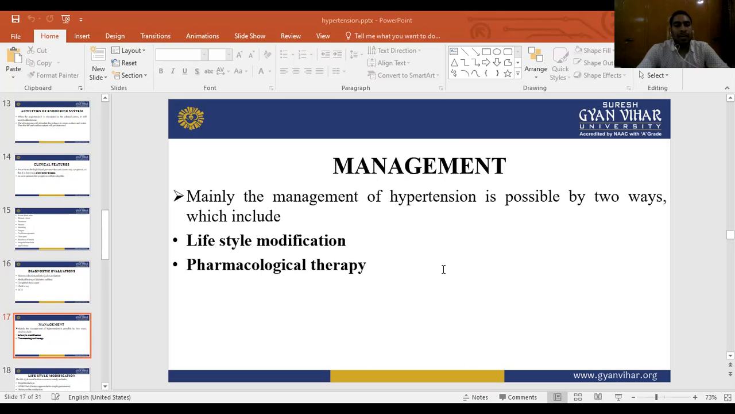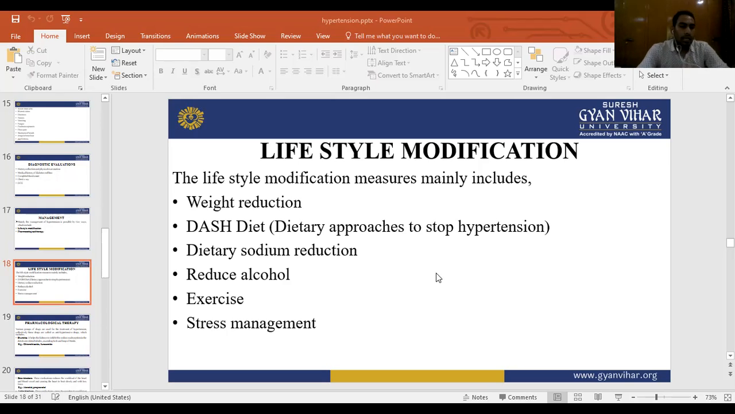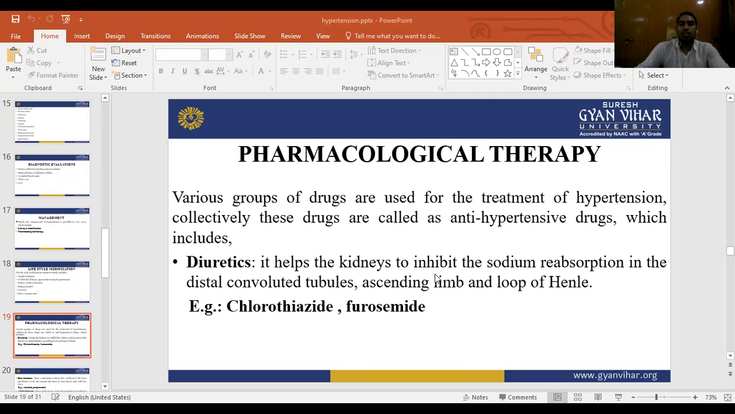Management. Mainly the management of hypertension is possible in two ways: lifestyle modifications, and second, pharmacological therapies. Lifestyle modification measures mainly include weight reduction, dietary approaches to stop hypertension, dietary sodium reduction, reduced alcohol, exercise, stress management. These are the lifestyle modifications.